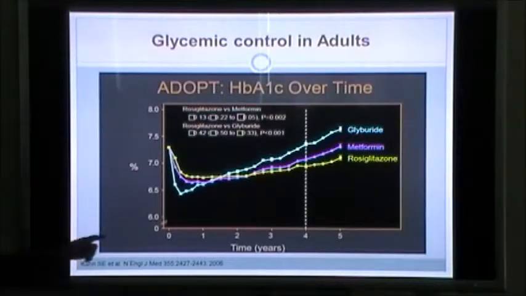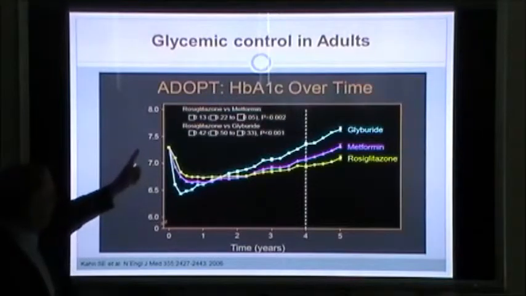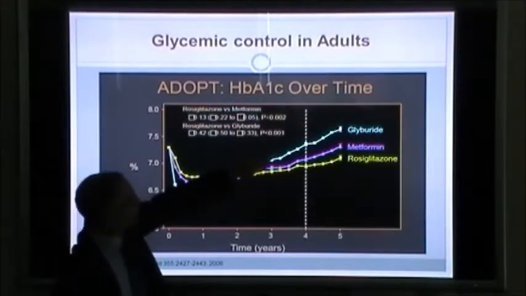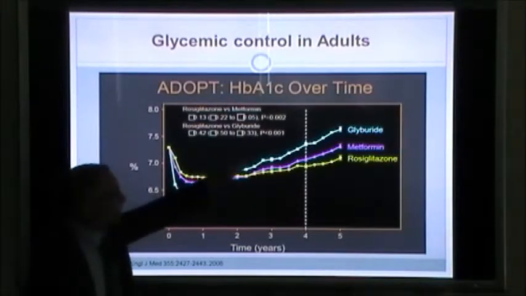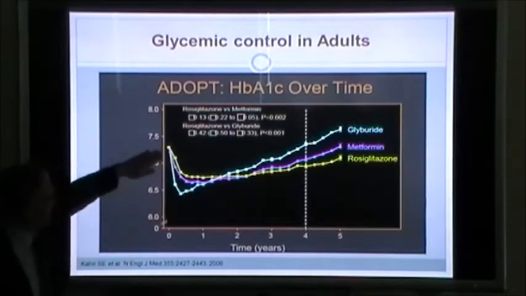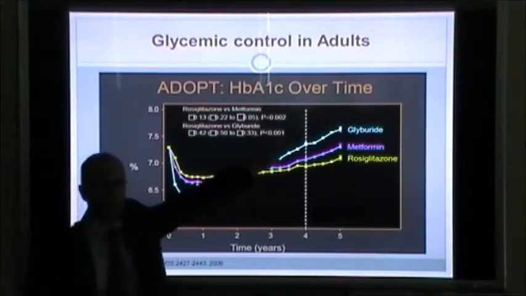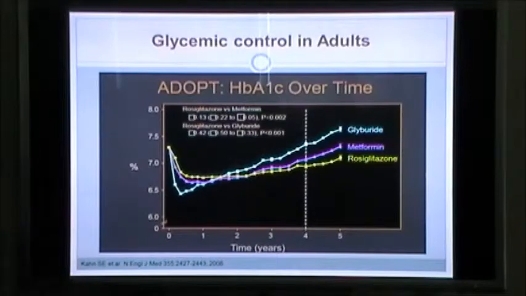Now the glimeperide is interesting because what ADOPT and UKPDS actually showed us is that sulfonylureas are effective initially, but in fact worsen the outcome over time. It's probably bad for the beta cell because it's basically pounding the beta cell to make more and more insulin, which may set up the kind of things that we heard about in the first talk.